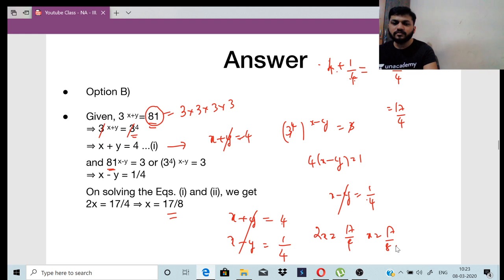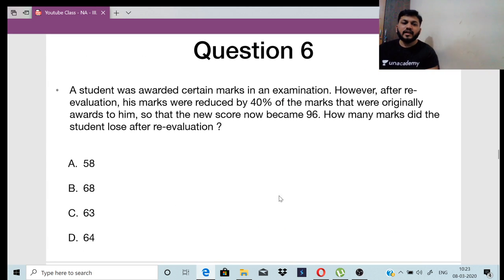Chalo, let's move on to the next one. Question 6. A student was awarded certain marks in an examination. However, after revaluation, his marks were reduced by 40% of the marks that were originally awarded to him, so that the new score now became 96. How many marks did the student lose after revaluation? Okay, a student was awarded certain marks. ठीक है, revaluation के बाद उसका marks 40% कम हो गया और उसका नया score है 96.